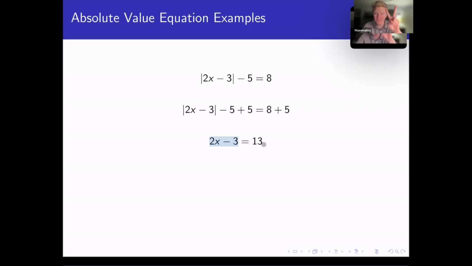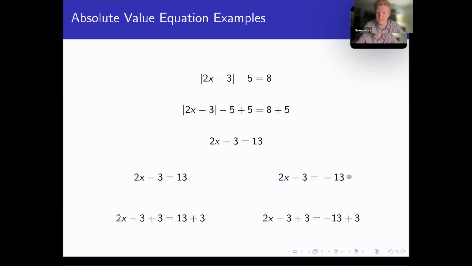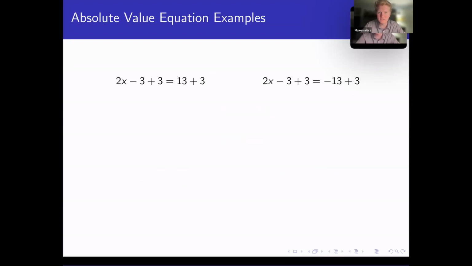That splits up into two equations. 2x minus 3 equals positive 13, and 2x minus 3 equals negative 13. Again, I accidentally dropped the absolute value sign here. So this part that's highlighted right now is the absolute value of this. Okay, and now what you see is, oh, that's a linear equation, and that's a linear equation. Let's add 3 in both of those two cases.